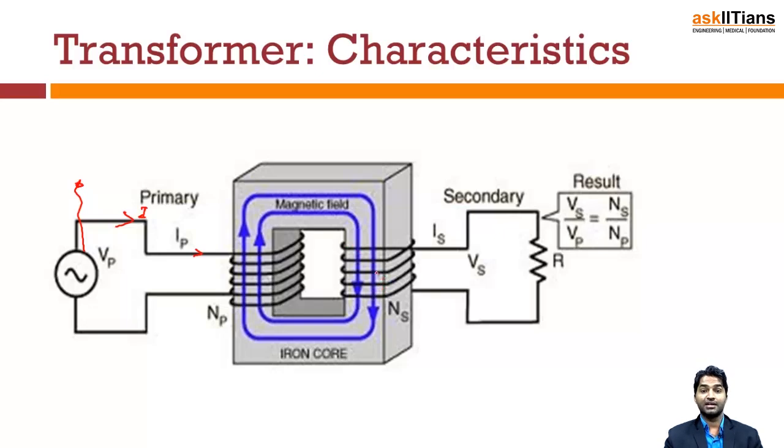Due to that flux cutting, there is an induced EMF, and that induced EMF causes a secondary current, which can be sensed by the resistance we are connecting. We can also use a voltmeter to measure the potential drop across this resistance.